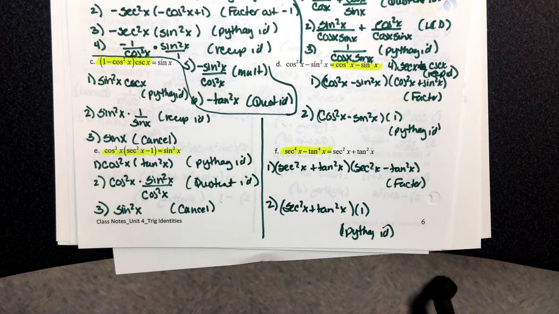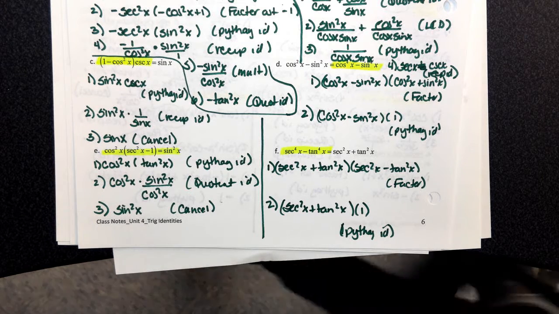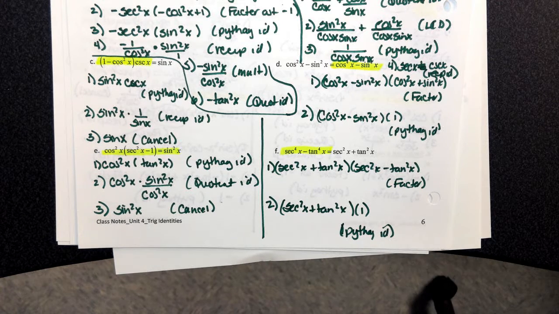And letter F was very similar to letter D. Again, factoring that side with those fourth powers. So any questions on that warm-up? All right, let's take a look then.